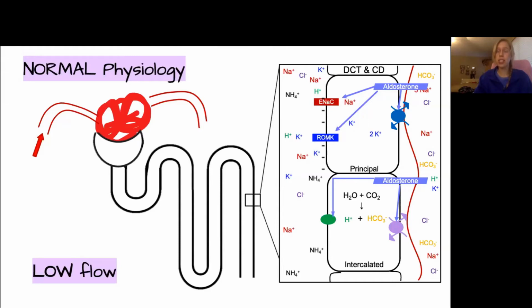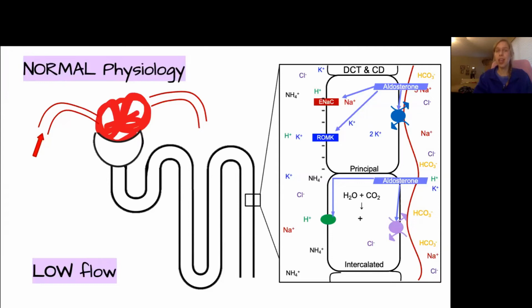Aldosterone is also directly related to hydrogen excretion in the intercalated cell and the production of new bicarbonate that is sent into the blood. But in a relatively low flow state, there's overall less sodium and water delivered to the distal convoluted tubule and the collecting duct in the first place, which effectively blunts the effect of wasting potassium and hydrogen and the related process of bicarbonate production. When volume is restored, we go back to the normal state.